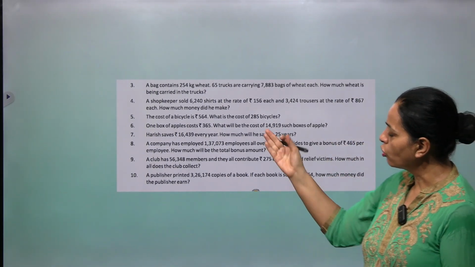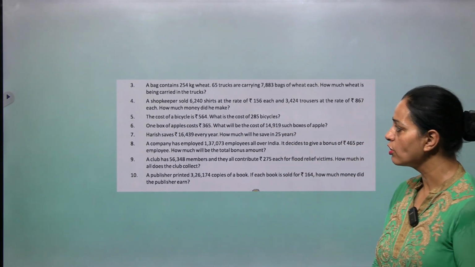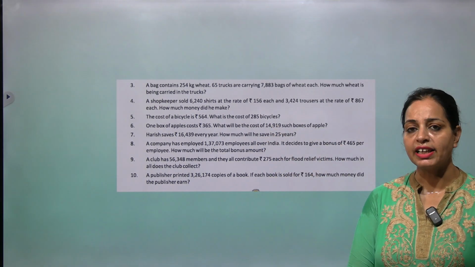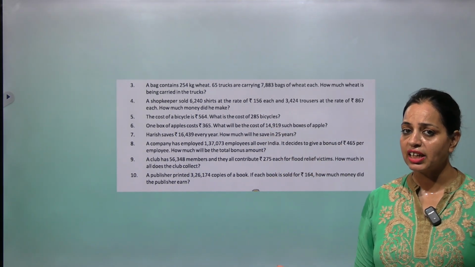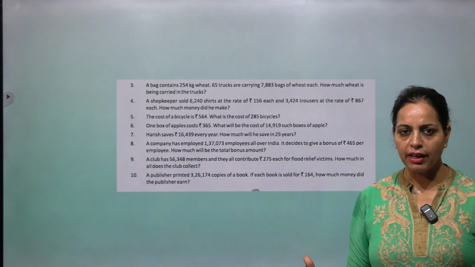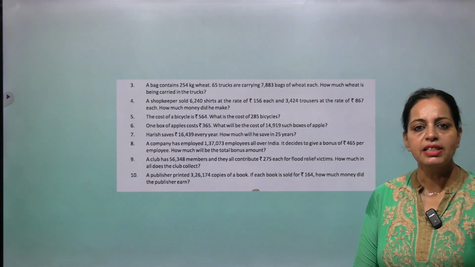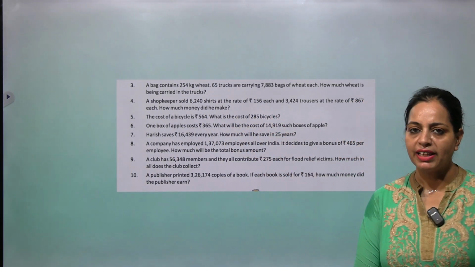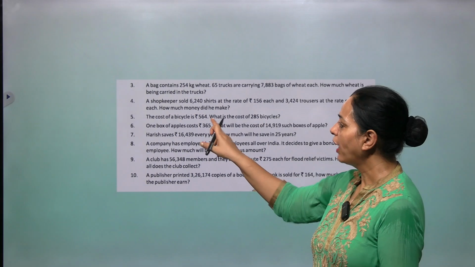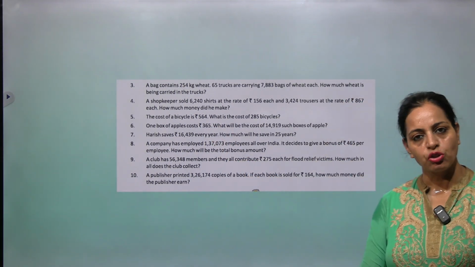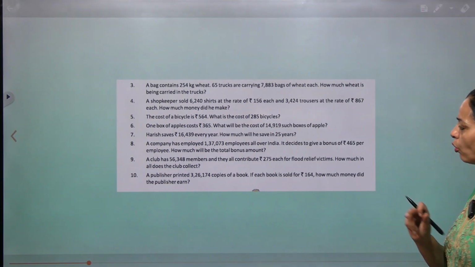Like fifth question, you can see the cost of a bicycle is rupees 564. What is the cost of 285 bicycles? अगर आपको ज़्यादा cycles purchase करनी है तो आपको money, you have to pay more. ज़्यादा pay करना पड़ेगा, more and more means multiply. So how you will get it? Cost of 285 bicycles, multiply 564 by 285. Similarly, few questions over here. You can try on your own.